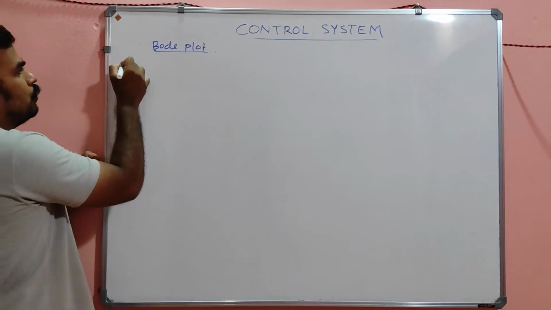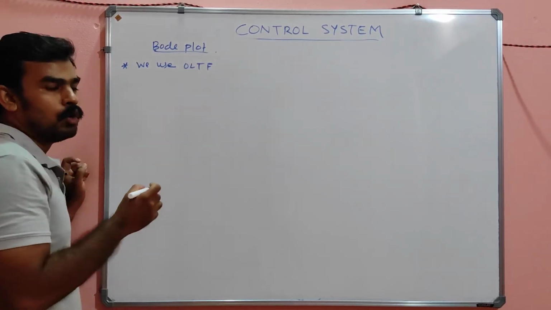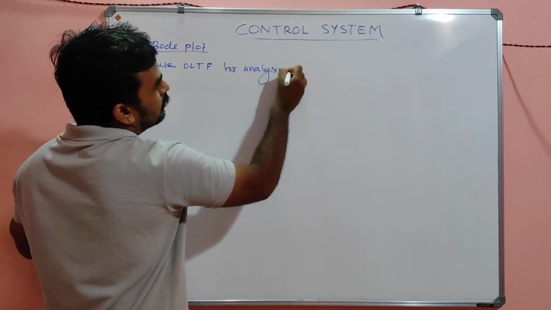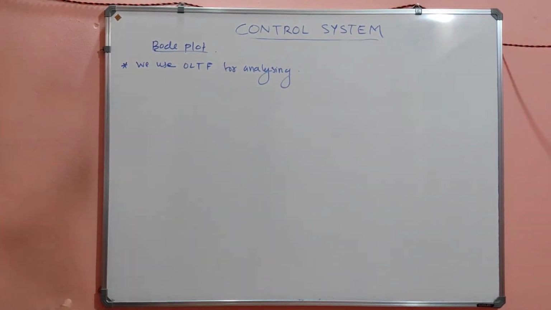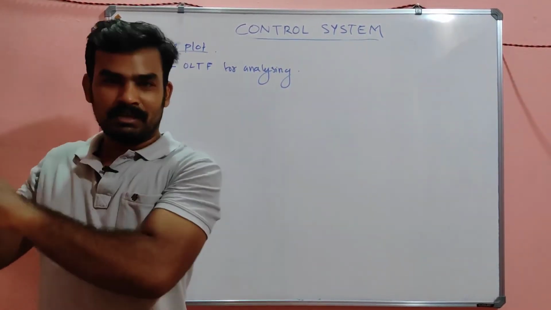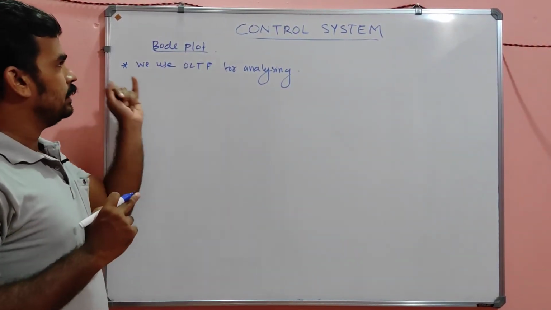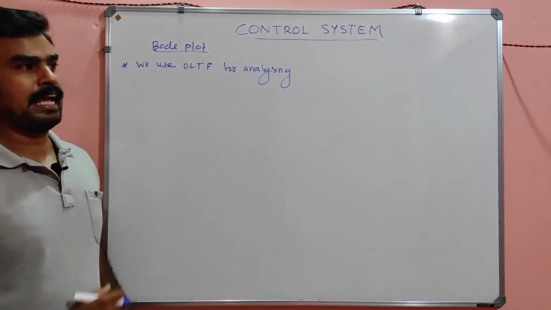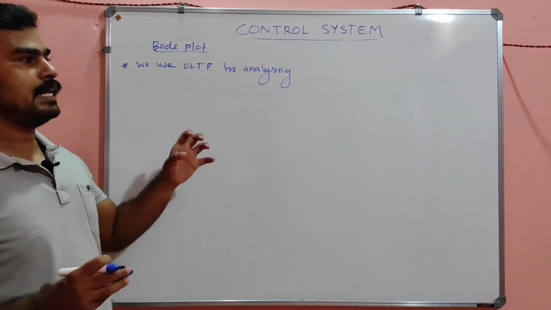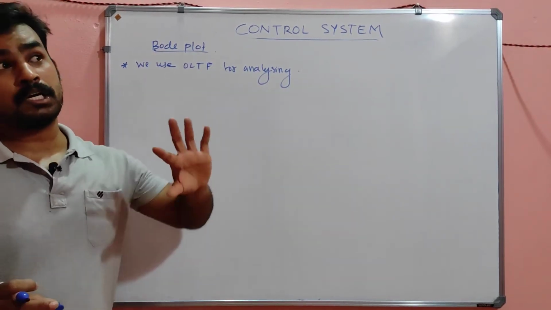Here, in Bode plot also, we use the open loop transfer function for analyzing, which means you always have GH equal to something. That format will be your question. See, polar plot, Bode plot, gain margin and phase margin, everything, my dears, we are dealing with the open loop transfer function. And from that we are calculating the stability, everything, for the closed loop system.